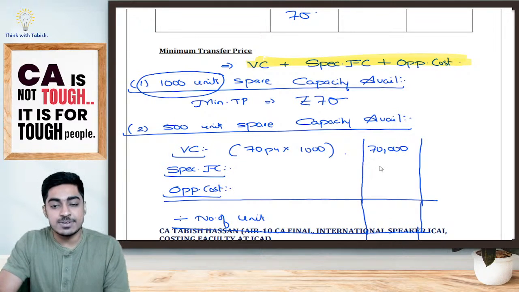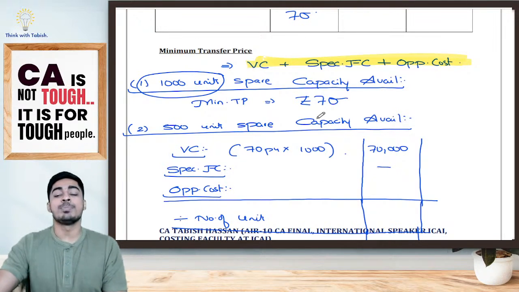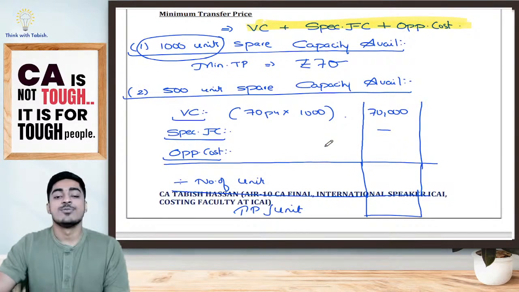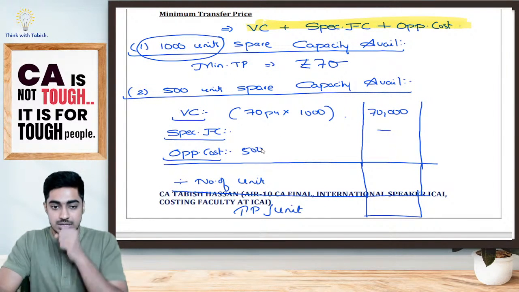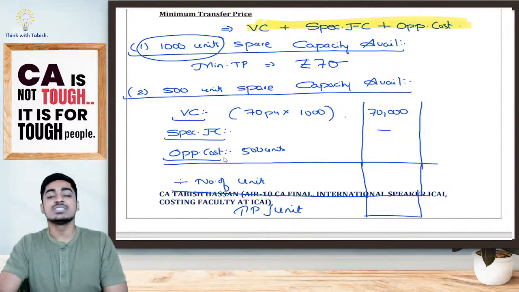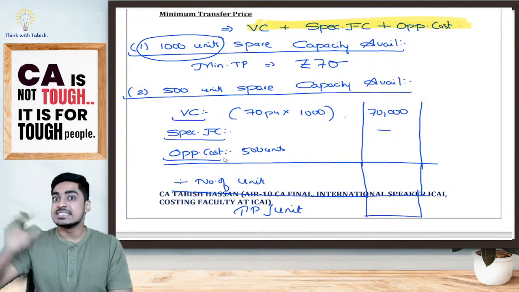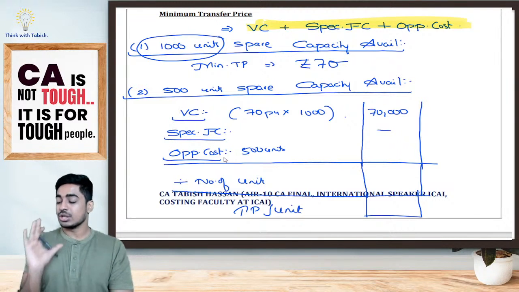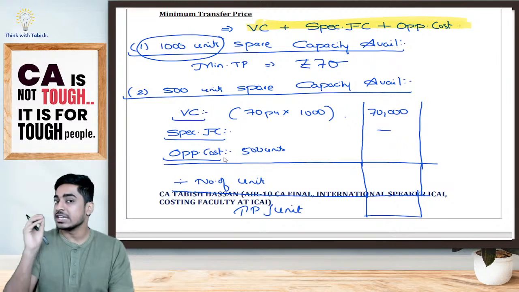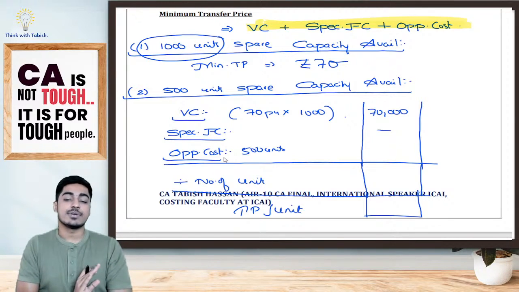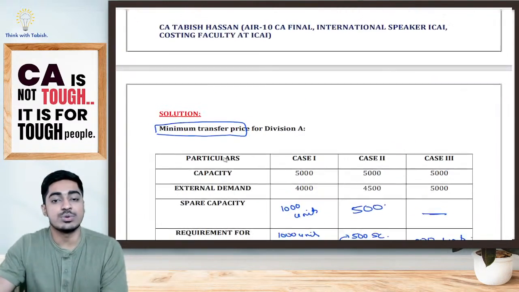Do I have any specific fixed cost? No. What is the opportunity cost? Yes, for 500 units. On 500 units, external sale I am sacrificing. So on these 500 units, whatever contribution I could have earned, I will recover it from you. How much contribution could I have earned, students?